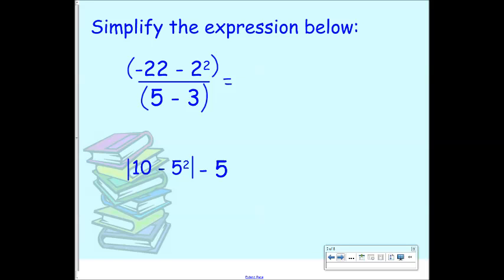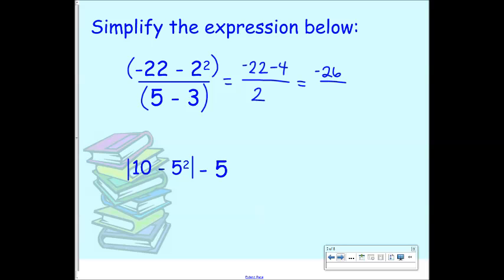2. Okay. What's negative 22 minus 4? It's negative 26. Marina, how come you added them? Good. They both have minus signs in front of them, so the signs are the same. So you add, and then you keep the sign of the bigger one. So it's negative 26 over 2.